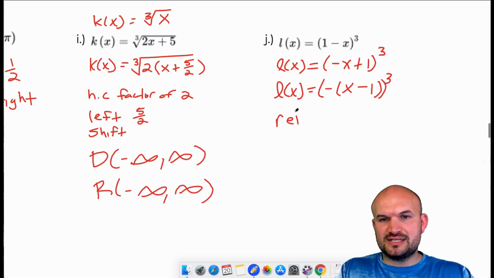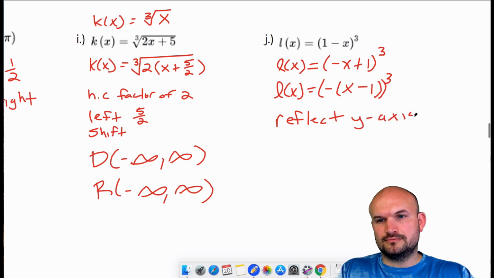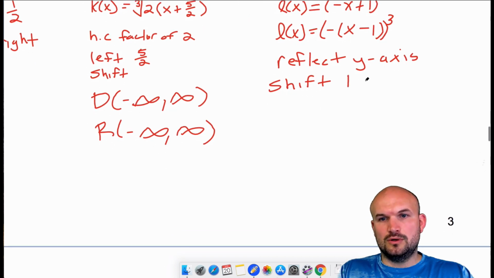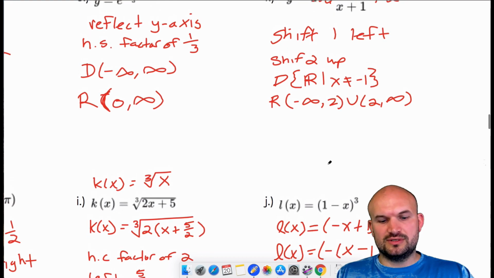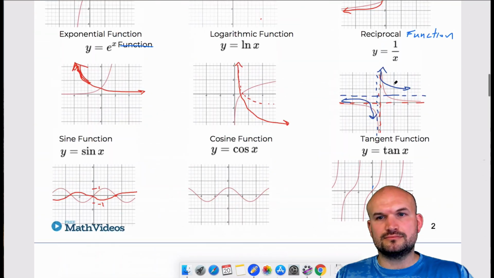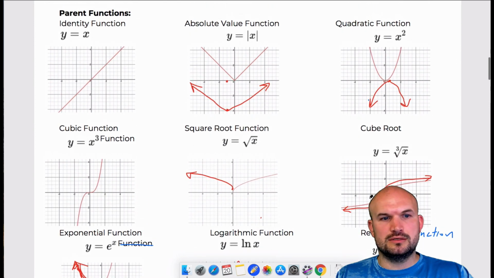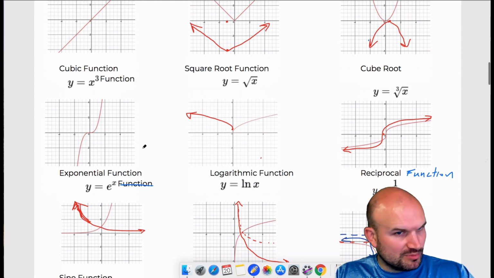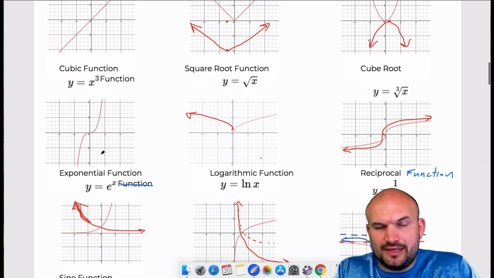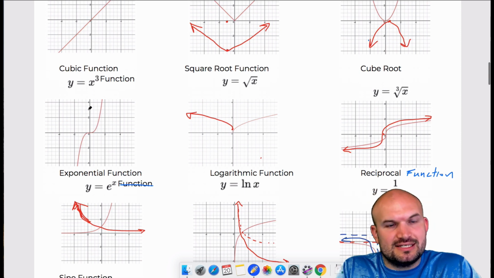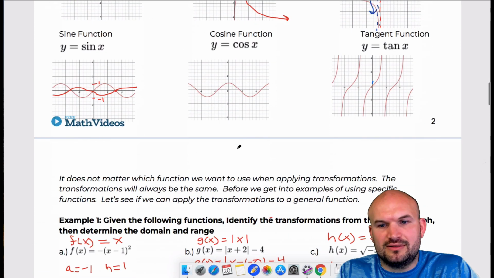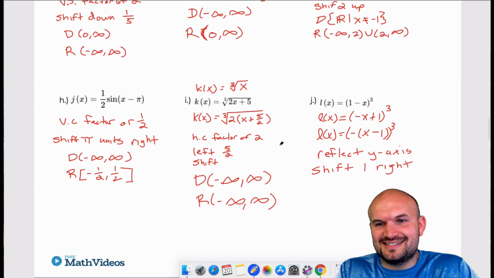So therefore, again, we can see we have a reflection about the y-axis, and we have a shift 1 unit to the right. Okay, so let's take a look at the graph here. Here is the cube root function. And notice that this cube root function is unrestricted on the domain and range. So I'm going to shift it, 1 unit to the, what was it, left or right? I forgot. Dang it. It's 1 unit to the right.